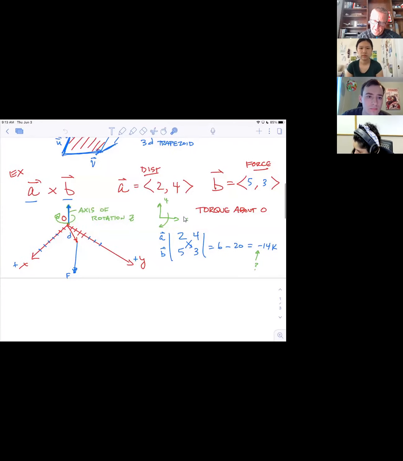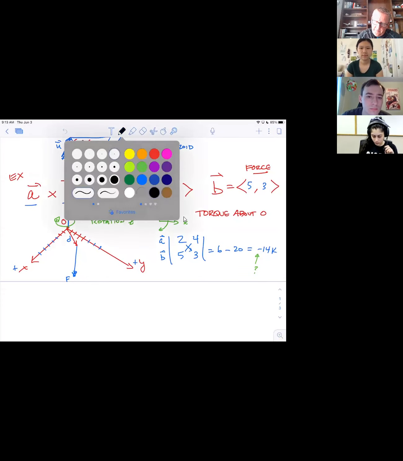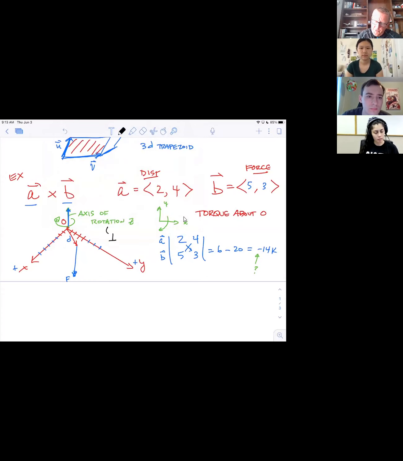In this original discussion today, the axis of rotation was perpendicular to the x, y plane. And isn't the xy plane where these two vectors live? Don't they live and actually create the xy plane?